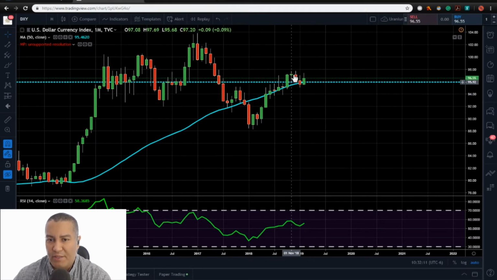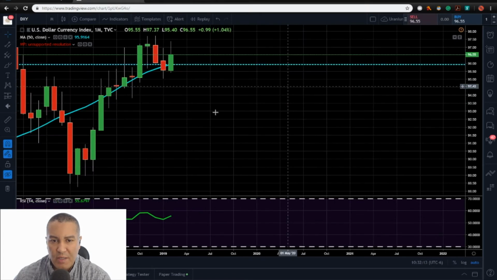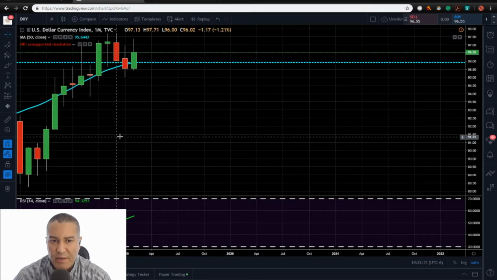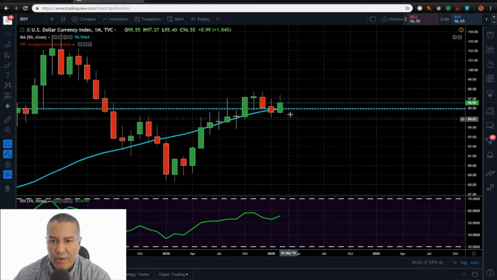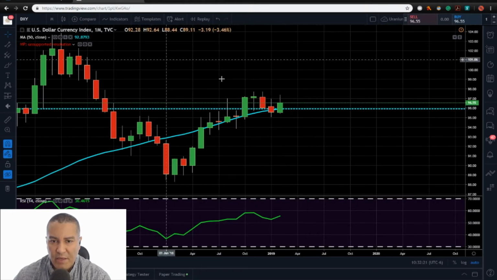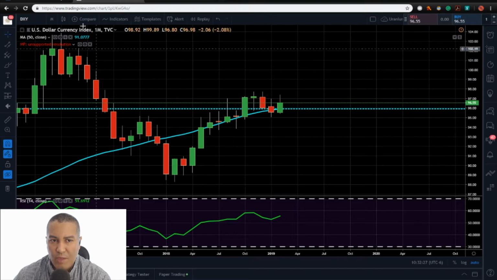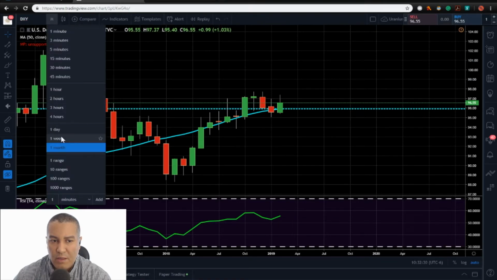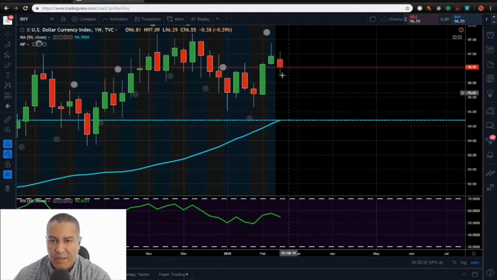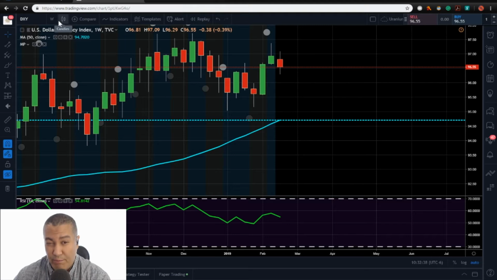chopping around. Obviously, you can see that this is a monthly chart and we are below the 50 SMA. This blue line is the 50 SMA. So right now is kind of showing some sign of weakness. Looking at the weekly, we have the dollar above the SMA. So that's strong. That's bullish. That's good. But there's weakness building up on the bigger time frame.